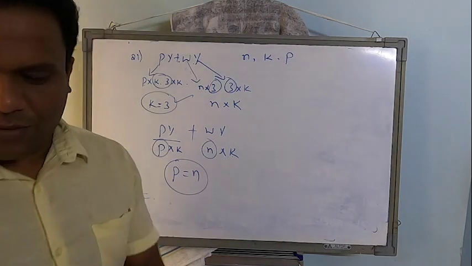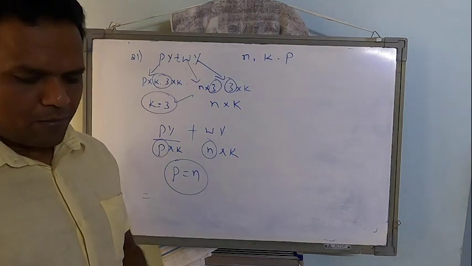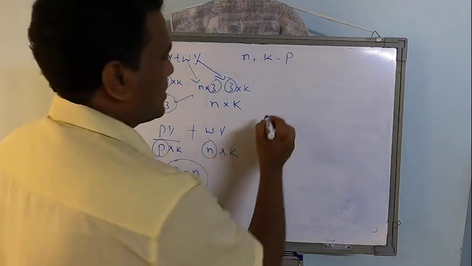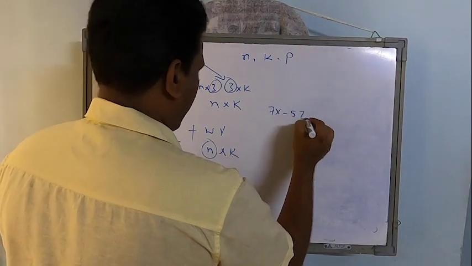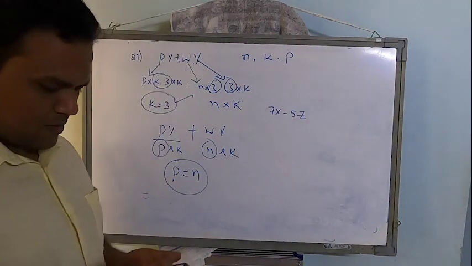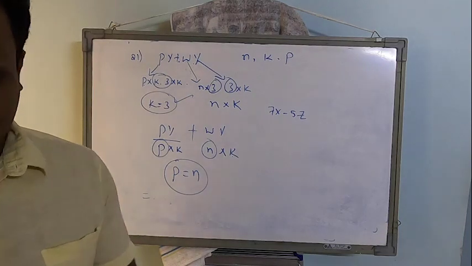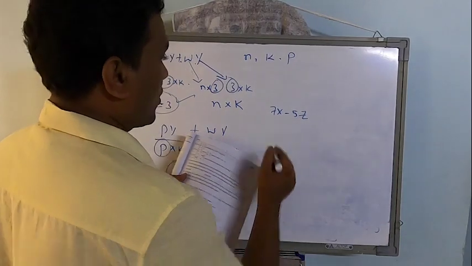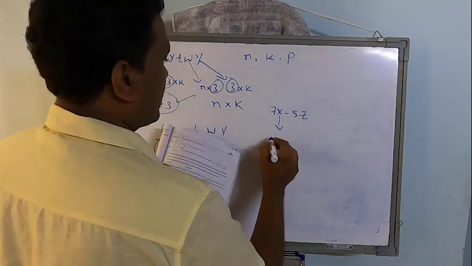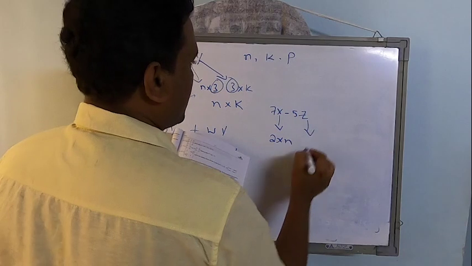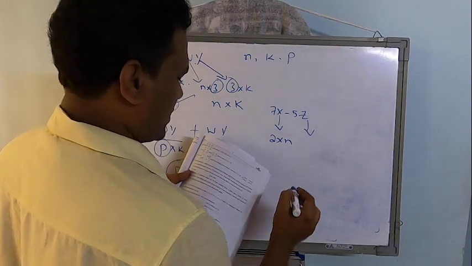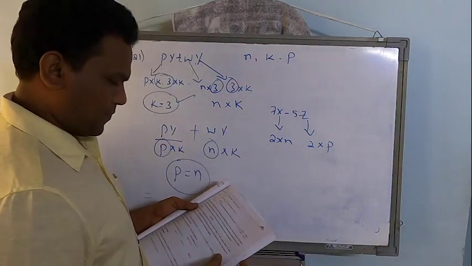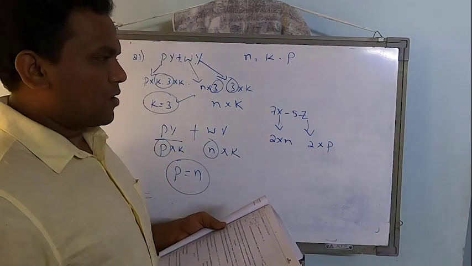Now looking at the next one, problem number 22. If N equal to P, then the order of the matrix 7x minus 5z. What is the order of x first? Order of x is given as 2 cross N, and order of z will be 2 cross P.